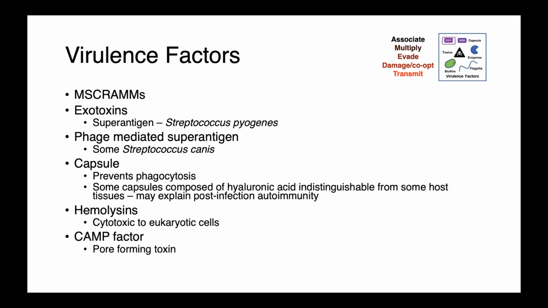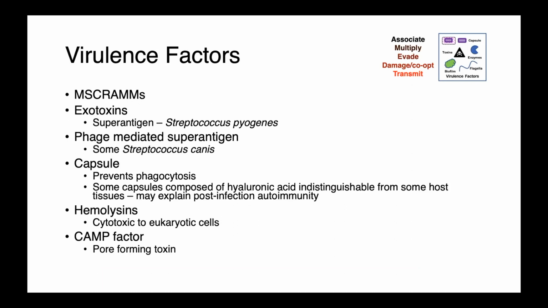Just like the staphylococci, streps produce M proteins. They're also famous for superantigens. So strep pyogenes produces an exotoxin superantigen that's responsible for necrotizing fasciitis and toxic shock syndrome in people. Some Streptococcus canis produce a phage-mediated superantigen, which I'll go into more detail later on. They're oftentimes encapsulated, which prevents phagocytosis.